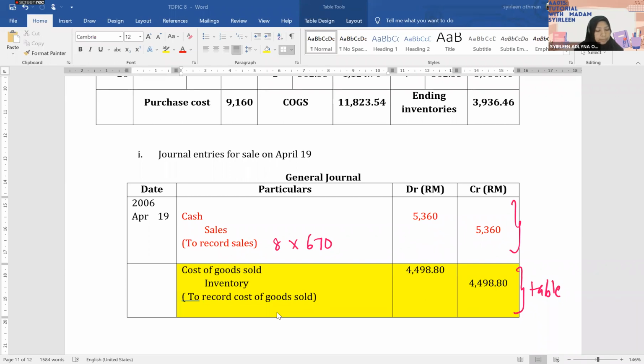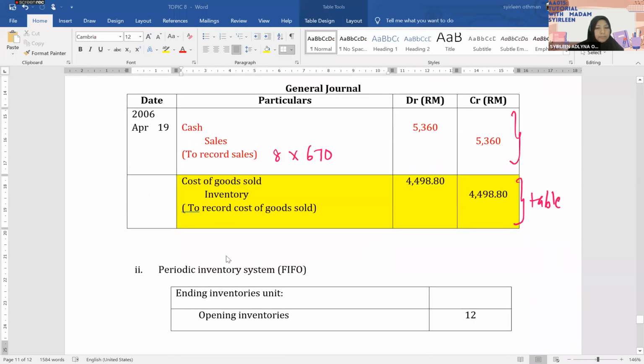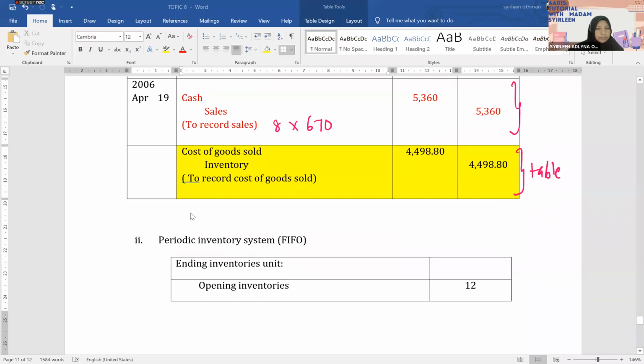Okay, ada soalan nak tanya? Tak ada. Okay, and then number 2, dia suruh kita kira final inventory value ataupun ending inventory. Okay, tapi yang ni bukan guna table lah. Kita guna periodic and also the inventory valuation method of FIFO. Okay, kita guna FIFO. Sorry. Satu je. Kita guna sistem periodic, tapi kita nak kira guna method FIFO untuk dapatkan dia punya ending inventory.